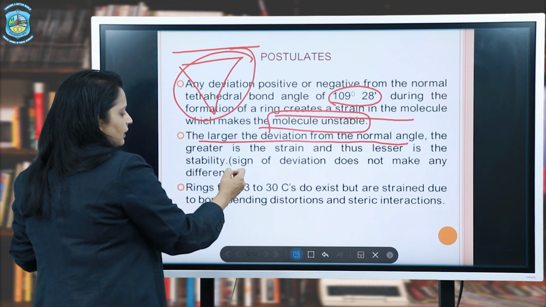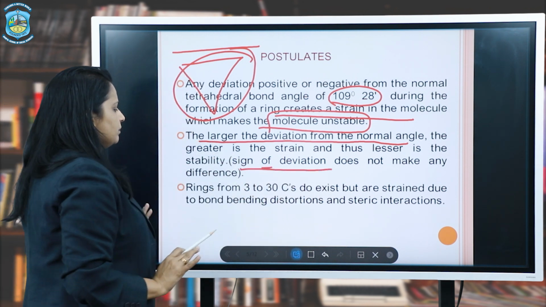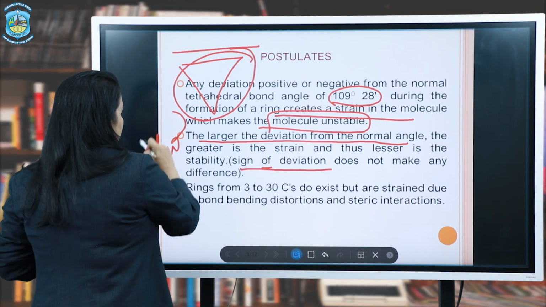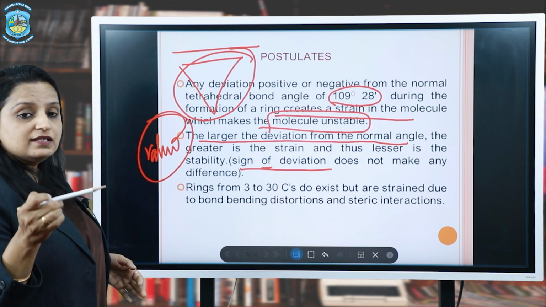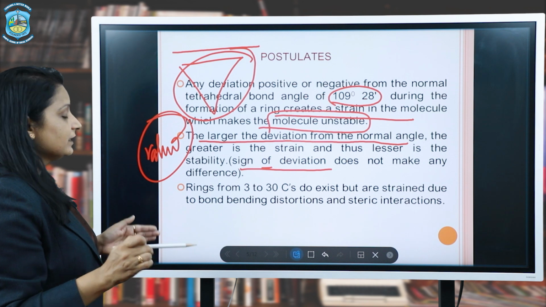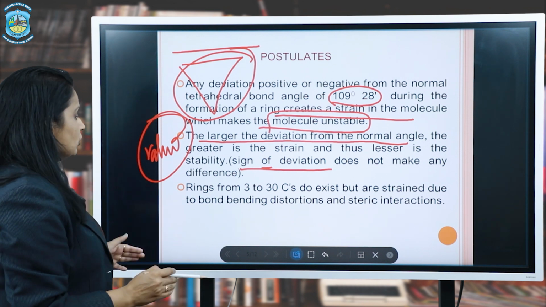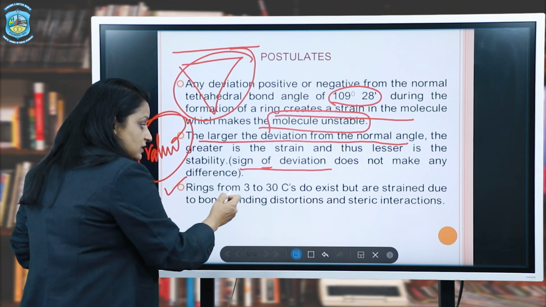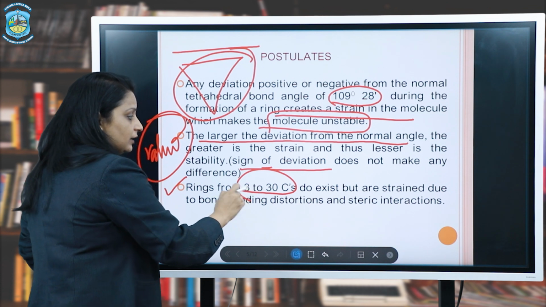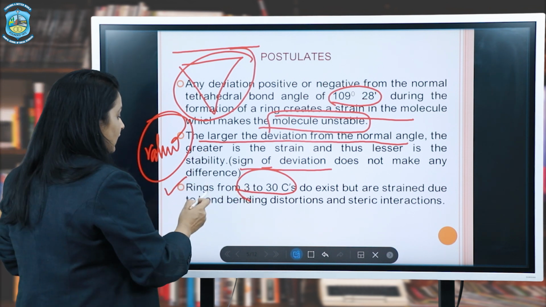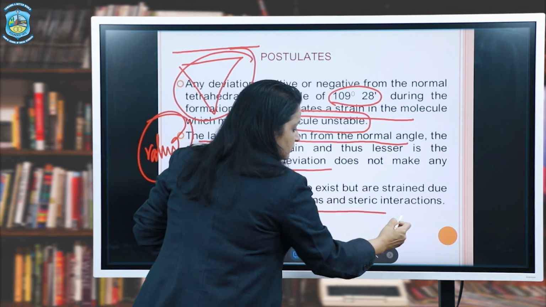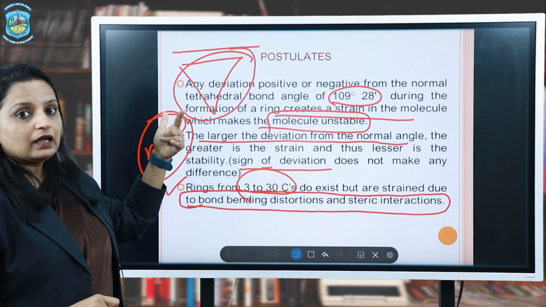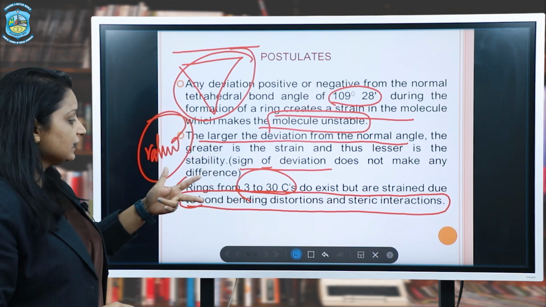I'll show you this, that the sign of deviation does not make any difference. You have to consider the value, how much deviation there is from the normal tetrahedral angle. And another postulate was that you can construct a ring with 3 carbons, you can construct a ring with 30 carbons, all do exist, but they are strained due to bending or distortion, or you can say steric interaction. So there can be bending, there can be distortion, and there can be steric interaction.